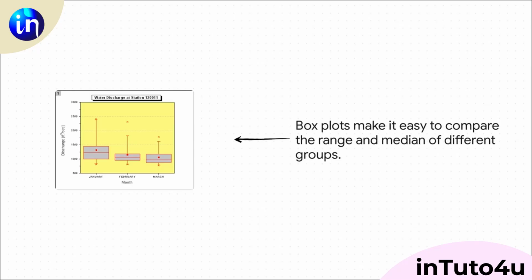You can immediately see that January had the highest median discharge. Now look at the size of the boxes and whiskers. See how January's is way more spread out? That tells you the data was all over the place, while February and March were much more consistent. No need for a big table of numbers, it's just instant visual insight.